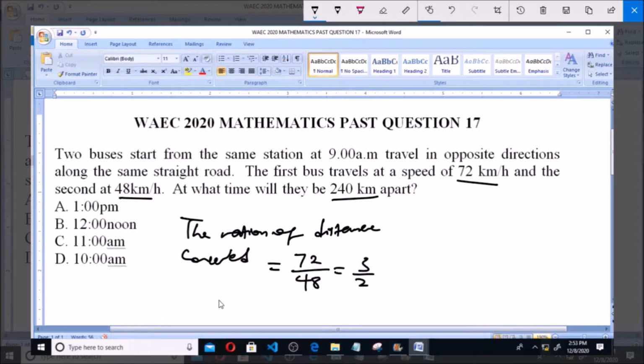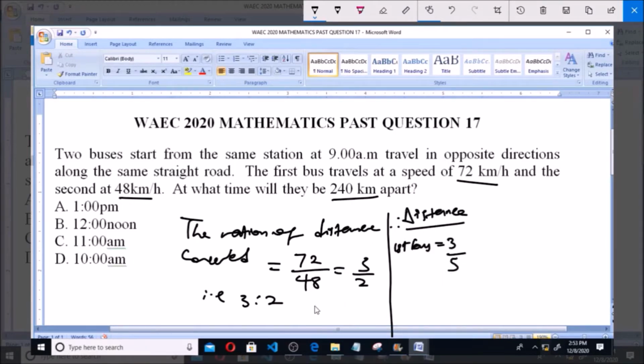So for the bus with 72 km per hour and the bus with 48 km per hour, the distances covered by these two buses are in the ratio of 3:2. Now we can determine the distance covered by the first bus. The distance for the first bus is equal to 3 over 5, since the sum of the ratio is 5, multiplied by the total distance, which is 240. That is equal to 3 over 5 multiplied by 240, which gives us 144 kilometers.